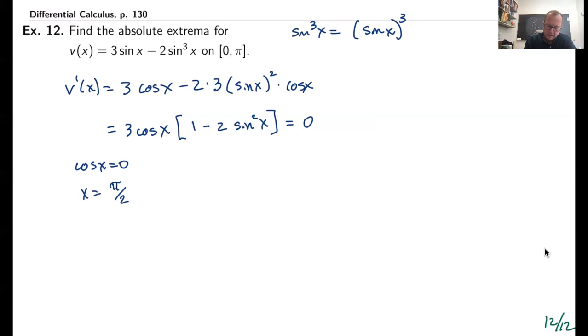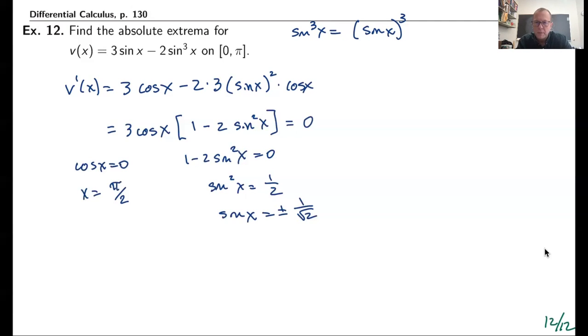So then the other piece, when we say 1 minus 2 sine squared x equals 0, that means the sine squared x has to be 1/2. So the sine x is plus or minus 1 over the square root of 2. And you'll remember that that has to do with reference angles of pi over 4. And that means for our purposes, we'll get pi over 4 and 3 pi over 4. If it had said 0 to 2 pi, then we would also pick up 5 pi over 4 and 7 pi over 4. This one was cut off there.